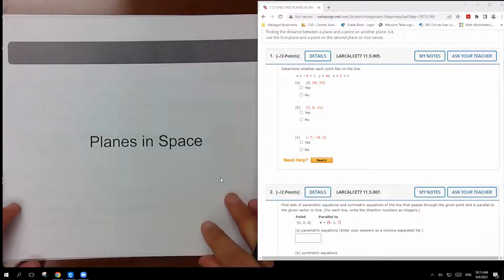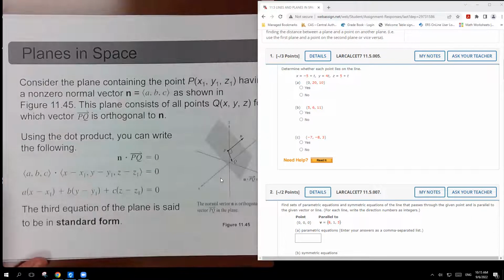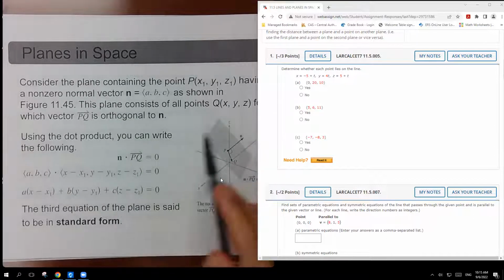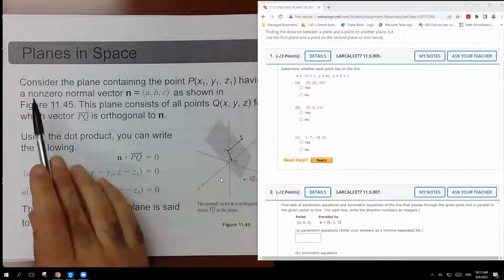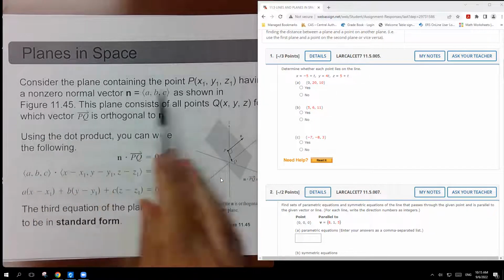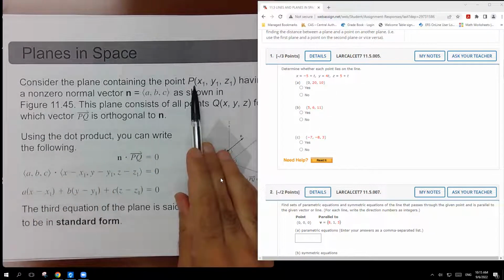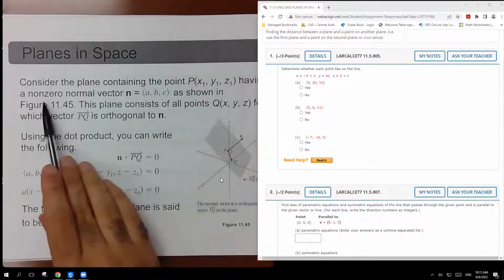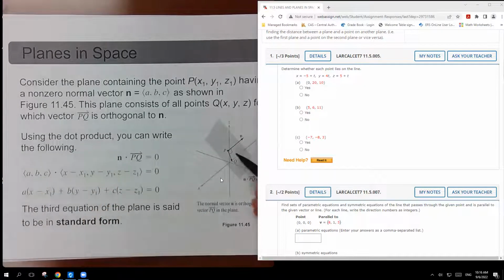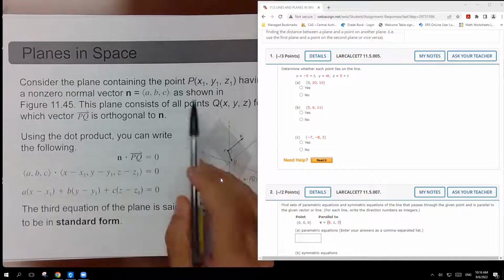Let's keep going. The second part, planes in space. Instead of a line, now we're going to get a plane. So check, here's the plane. And the same thing, P is a point on the plane, having a non-zero normal vector. So here's the point P on the plane, and here's the non-zero vector n, as shown in the graph.